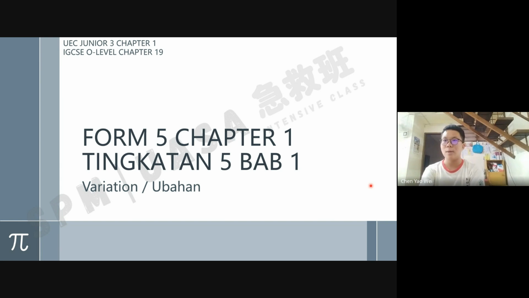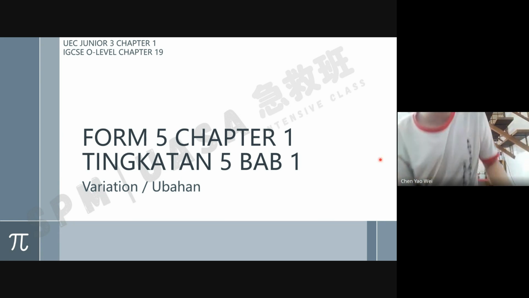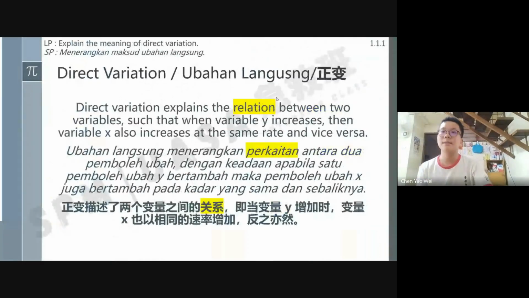Form 5, Chapter 1, Variation. This chapter is very easy because you only need to know one thing, and then everything else you can do. Now we go for the explanation. To explain this, I will put the explanation here.